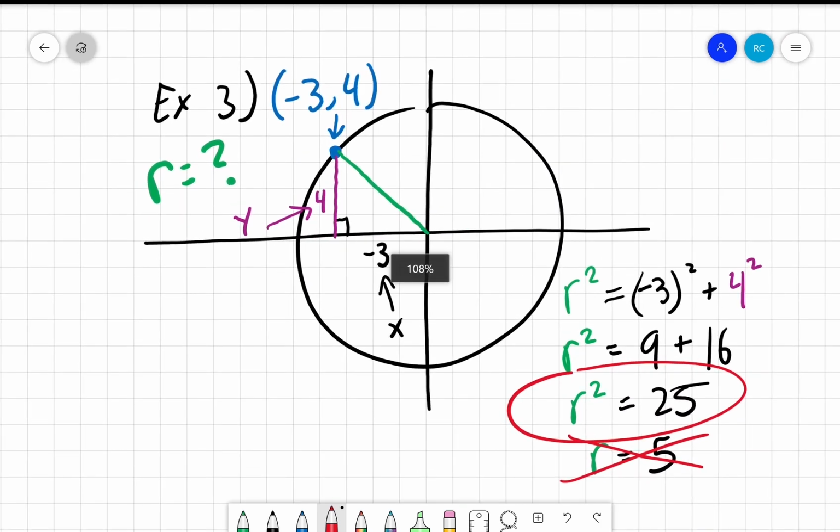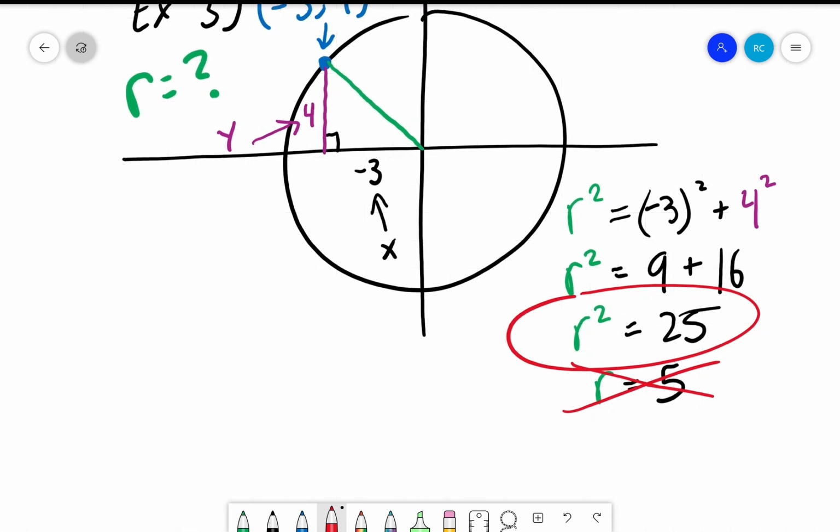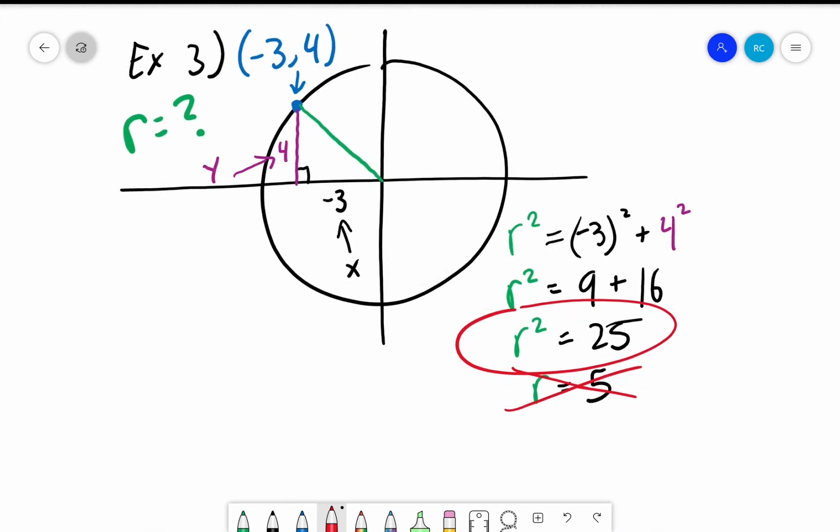If I ask you what the radius is, then sure, you might want to take the square root, but save yourself that extra step. Once you have r squared, you can go ahead and write out your equation. And that equation, in this case, is x squared plus y squared equals 5 squared, which is 25.